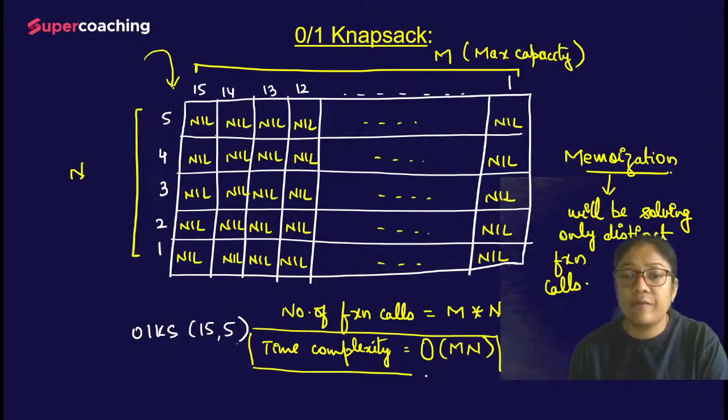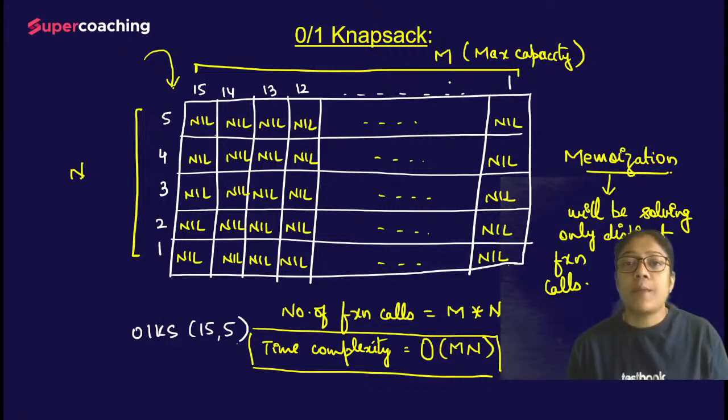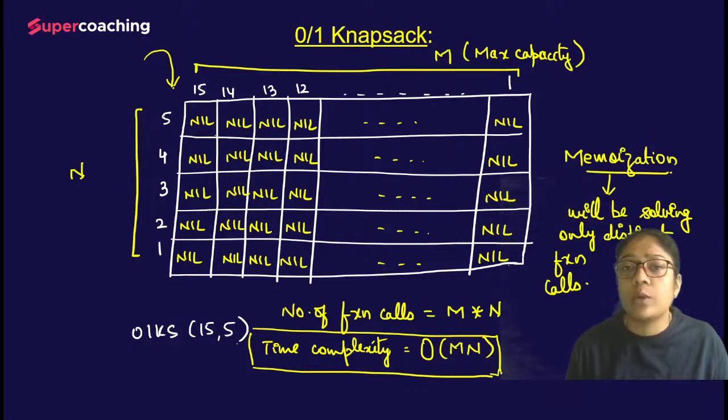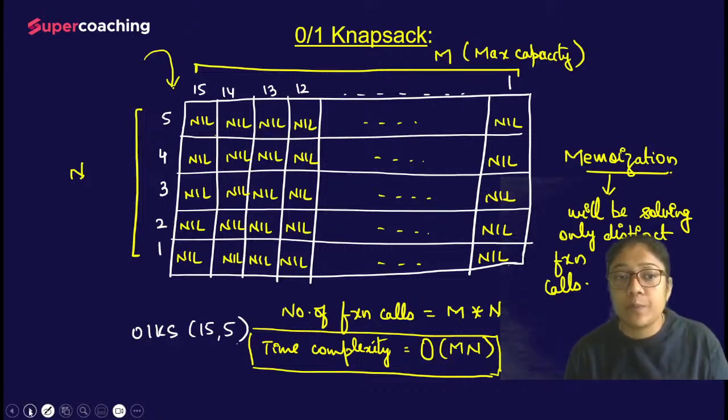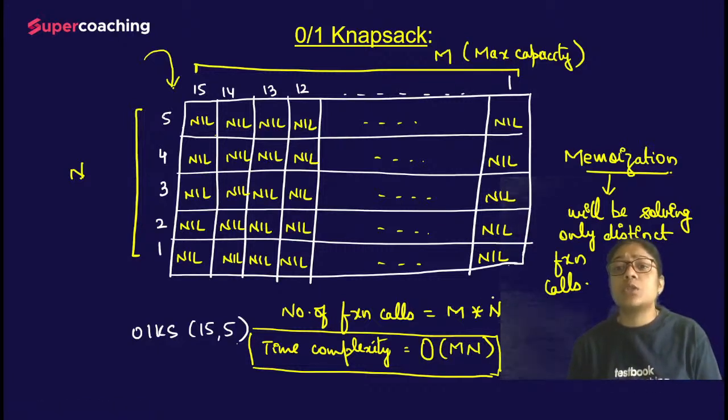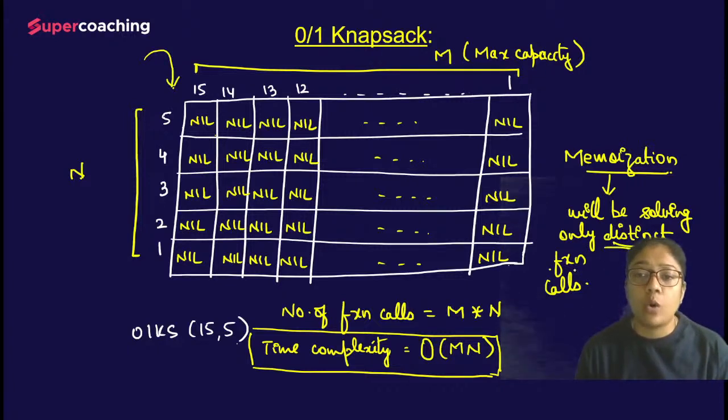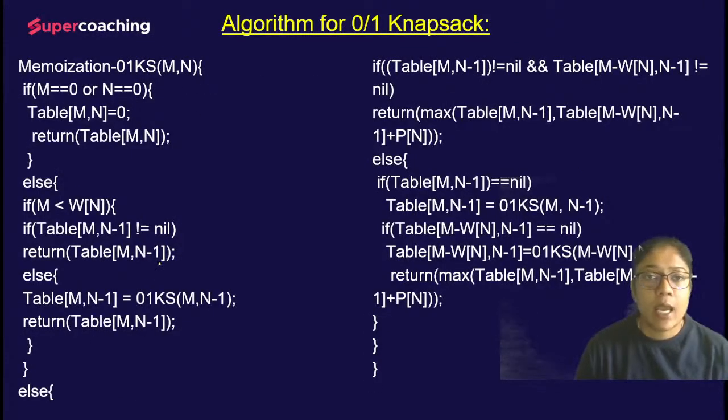But definitely if the value of m is too big, अगर maximum capacity is too much, then definitely here we'll be getting lot many function calls. So in worst case scenario, it might be returning the exponential time complexity. Okay, I hope that the difference between dynamic programming and solving the problem with recursion is clear. रिकर्शन के केस में आपके पास सेम प्रॉब्लम्स रिपीट हो सकती हैं. मेमोराइजेशन में वी आर जस्ट सॉल्विंग द डिस्टिंक्ट फंक्शन कॉल्स. इज दिस क्लियर?